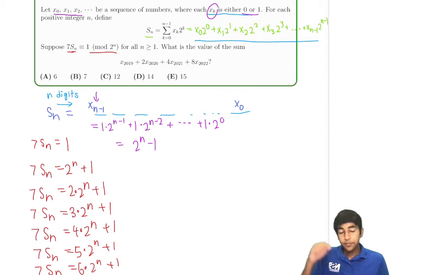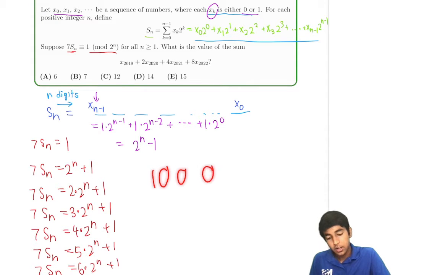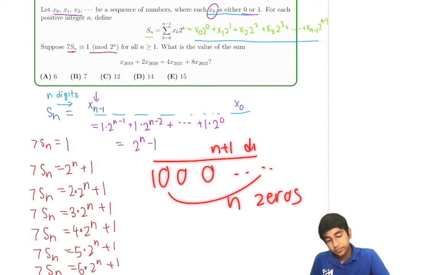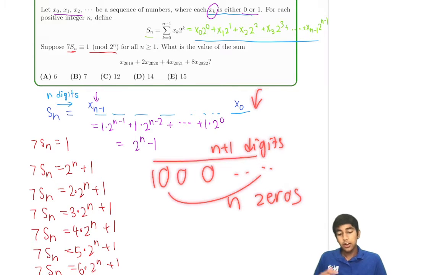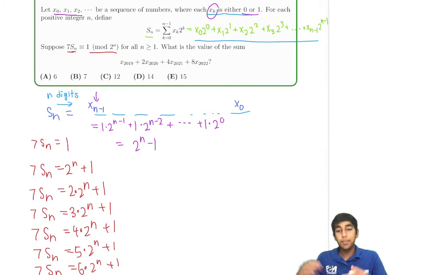Essentially, if the number was 2 to the n, it would be 1 with n zeros in binary. N zeros, so it would have n plus 1 digits. So that's not possible with our n digits. So we know that 2 to the n is bigger than s of n.